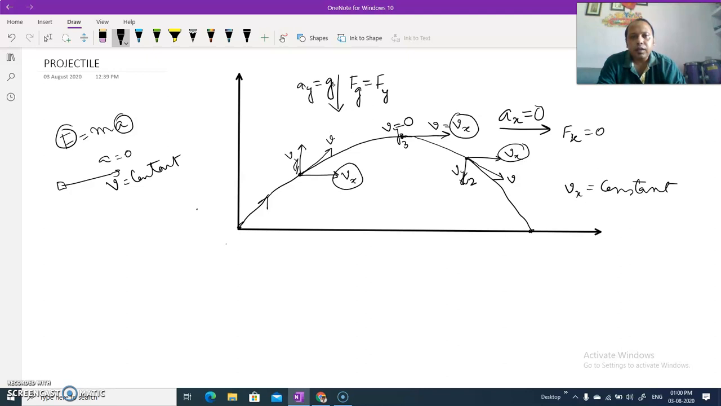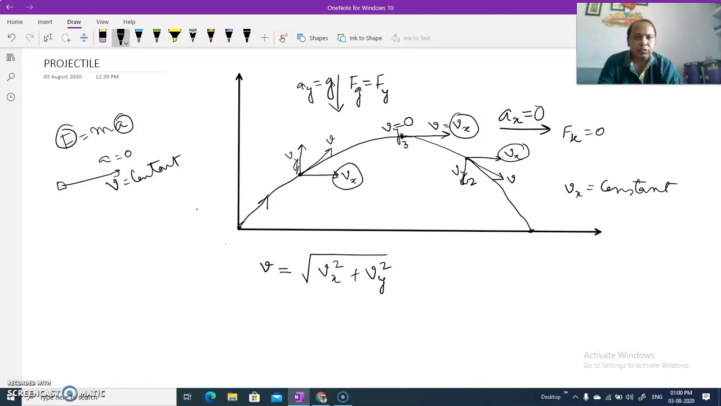Now at any point along the path, if you want to calculate the velocity, it has two components, given by Vx and Vy. As you have seen when we discussed the components of a vector, the magnitude of that vector can be given by the square root of Vx square plus Vy square. So these are the values of velocity at any point. If you know the values of Vx and Vy, then you can find the value of the velocity.